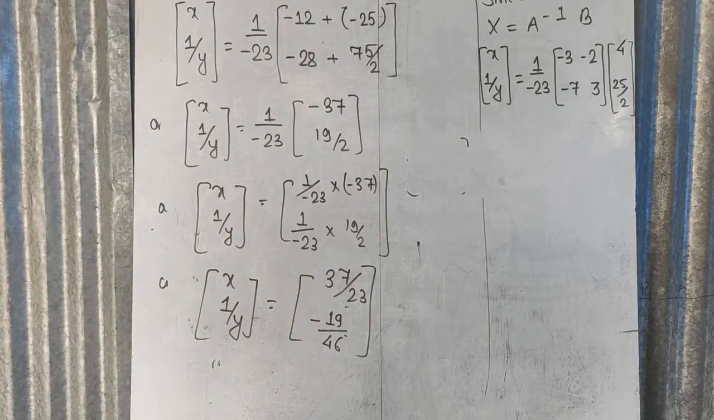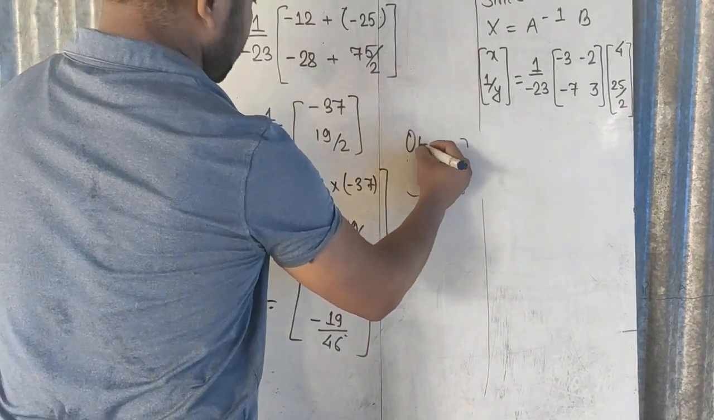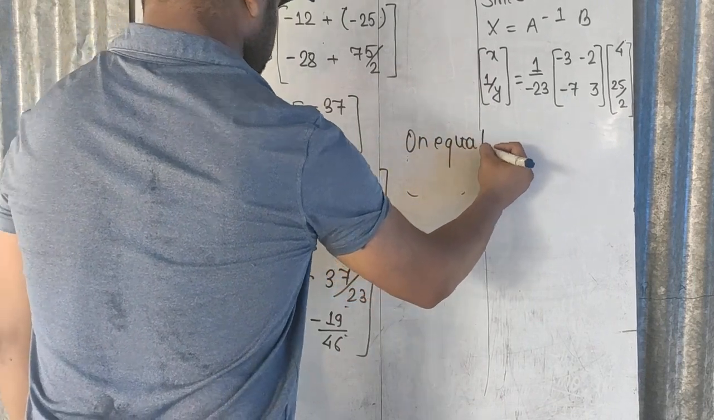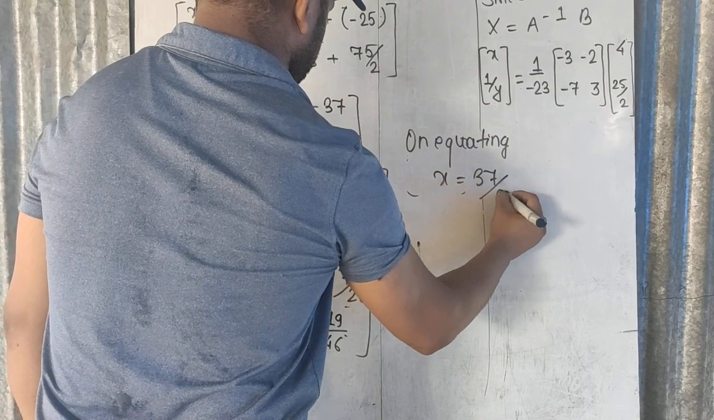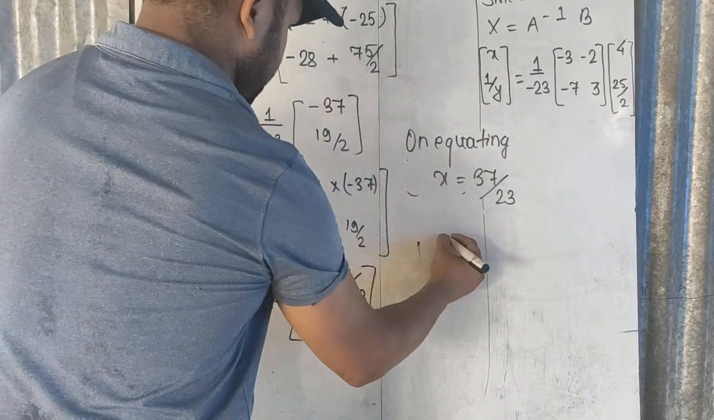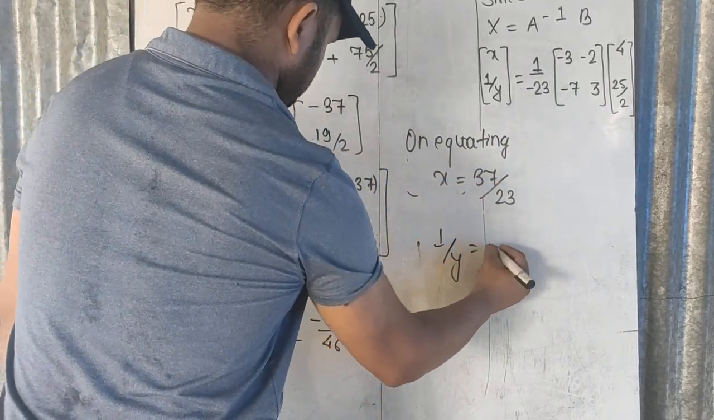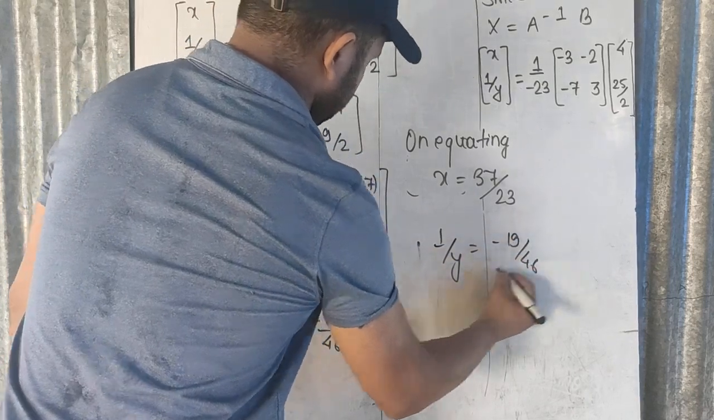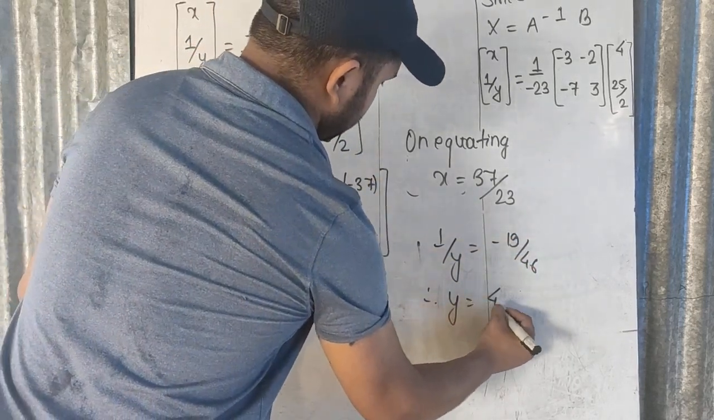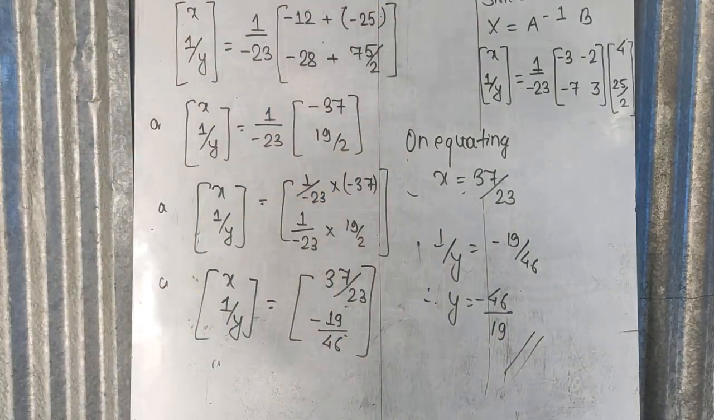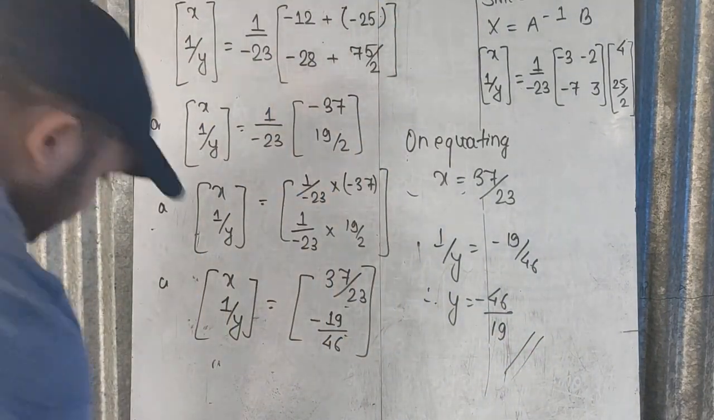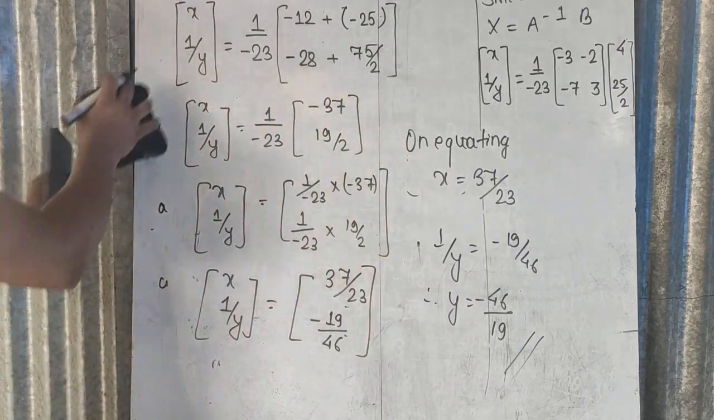Okay, so when you equate the corresponding elements, you get that x equals to 37 over 23, and 1 by y equals to minus 19 by 46. So the value of y will be minus 46 by 19. So these are the values. Now we can check whether my answer is correct or not.